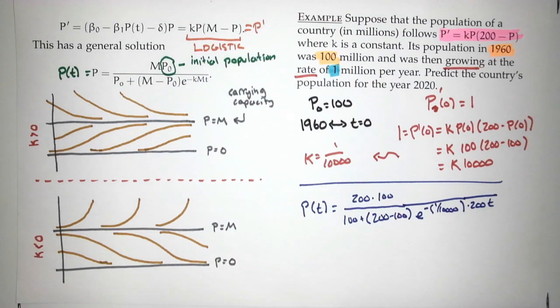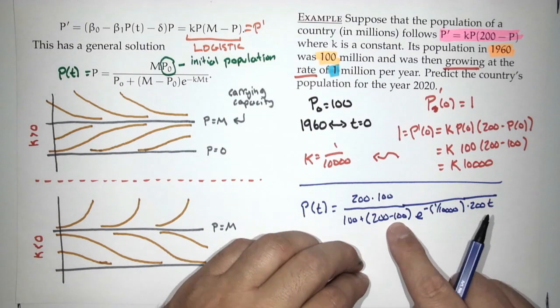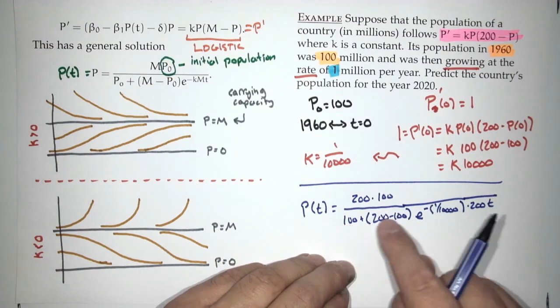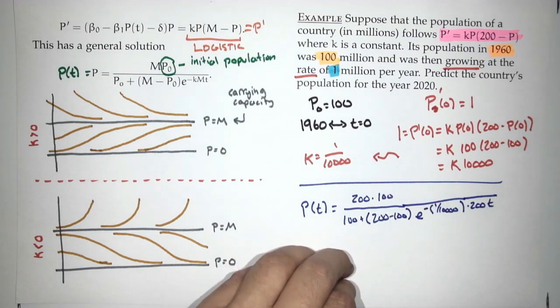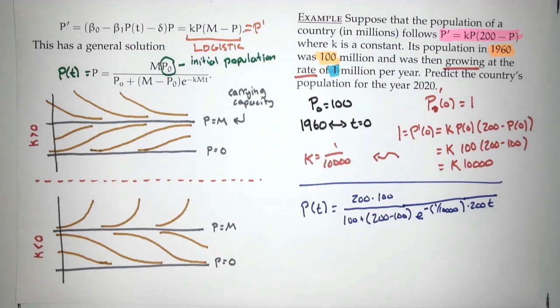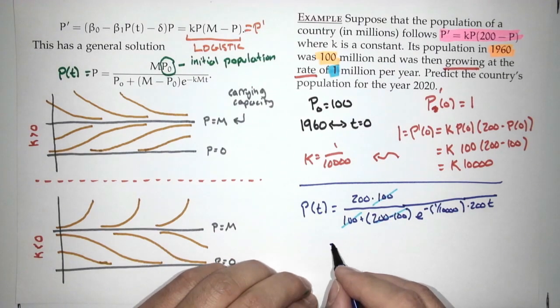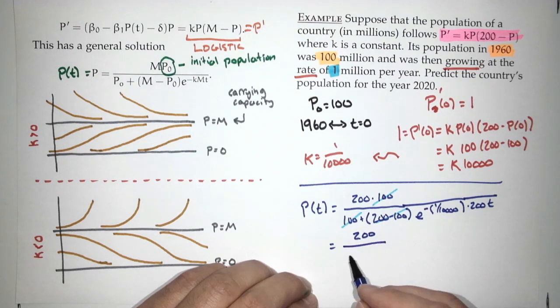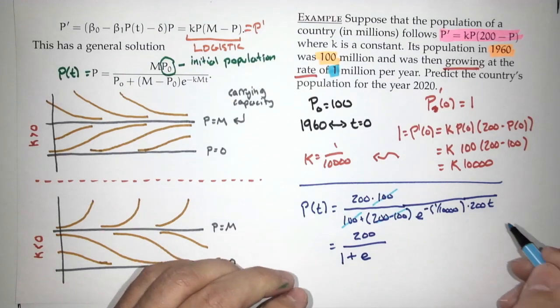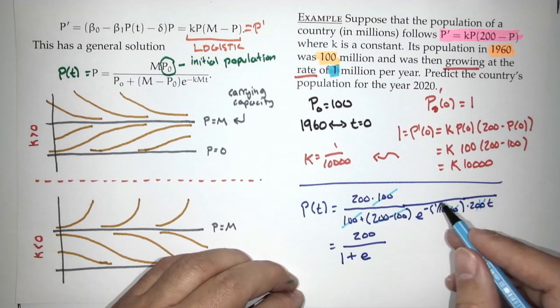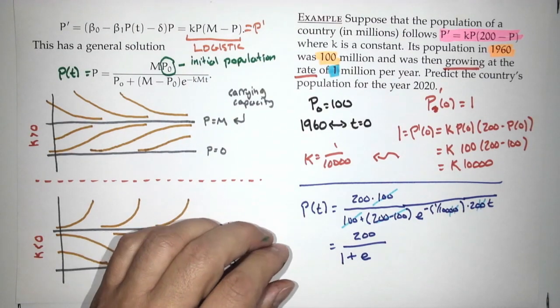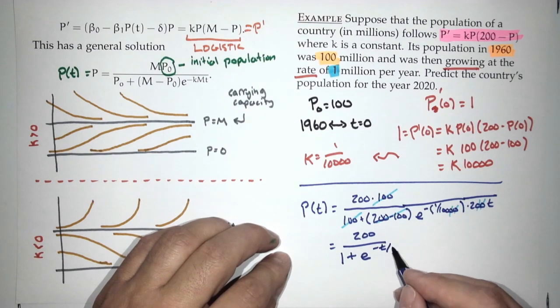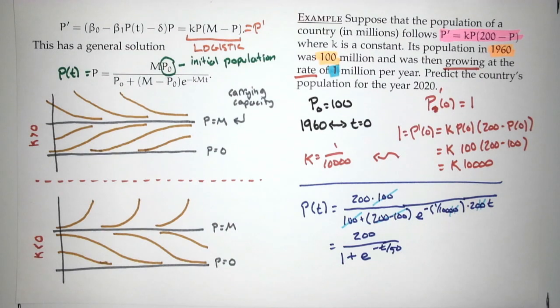Now we can clean this up a little bit. For example, 200 minus 100 is 100. So there's 100 here and 100 here in both terms in the denominator. I can factor it out and cancel with the 100 upstairs. So another way to write this is 200 divided by 1 plus E to the minus 200 over 10,000. Well, we can knock out some zeros. So it's really like 2 over 100, which is the same as 1 over 50. So E to the minus T over 50. All right, so there's our equation for our population at any given time.